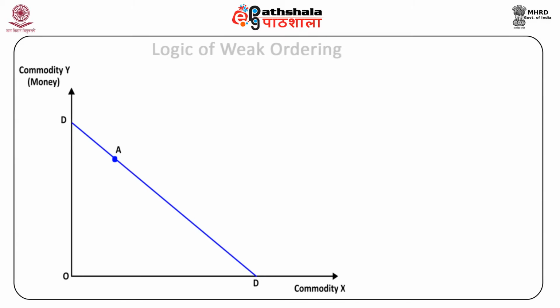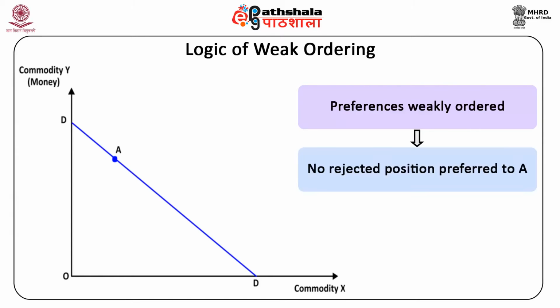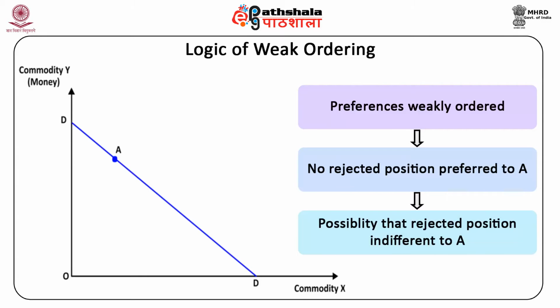We now move on to the discussion of the logic of weak ordering. Hicks has used the weak ordering hypothesis in his demand theory. To quote Hicks, if the consumer's scale of preferences is weakly ordered, then his choice of a particular position A does not reveal that A is preferred to any rejected combination within and on the triangle ODD. All that is shown is that there is no rejected position which is preferred to A. It is perfectly possible that some rejected position may be indifferent to A.